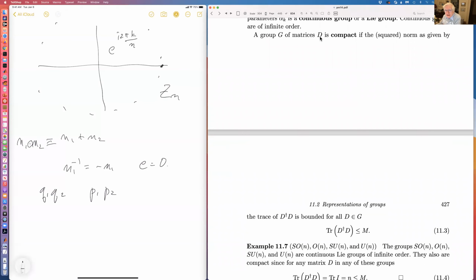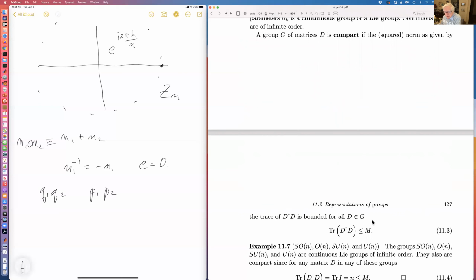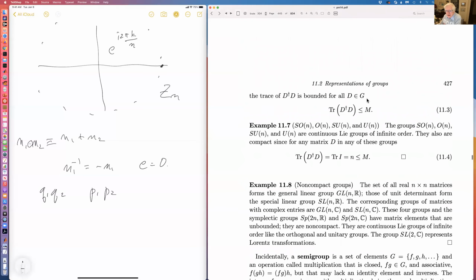A group of matrices is compact if the squared norm of the trace, that is to say the trace of D dagger D, is bounded for all matrices in the group. Then we say the group of matrices is compact. And that's true for these classical groups, the special orthogonal groups, the special unitary groups, and the unitary groups. These are all continuous groups of infinite order, and they're all compact because D dagger D is the trace of the identity.